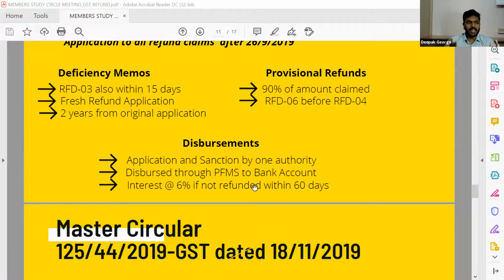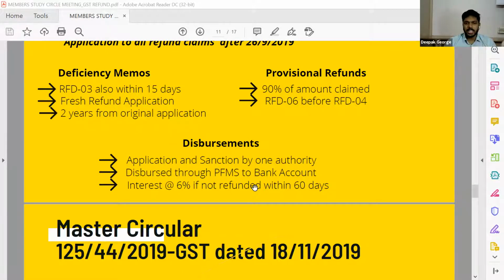So in 45 days, you should finish all the procedures at your end, as in the officer's end, and the payment will be done in the next 5 days. That is what they say: 45 plus 15 should be equal to 60. So within 45 days you should pass RFD 05 and 06 and all that, and then you have the next 15 days to release the payment from PFMS to the bank account.